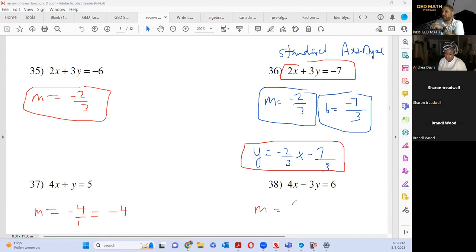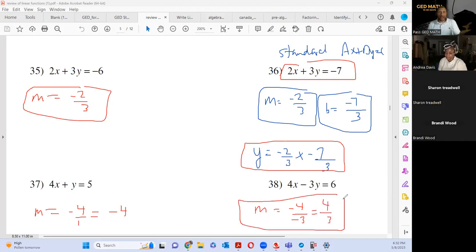Not 4 over -3. Remember, opposite of A. So it's -(-4) over 3. Two negatives make a what? Positive. So it's 4 over 3. That's how easy finding the slope from standard form is.